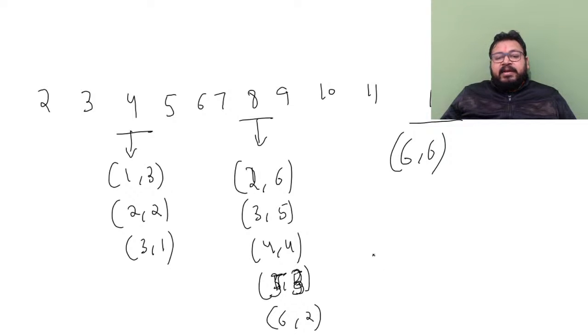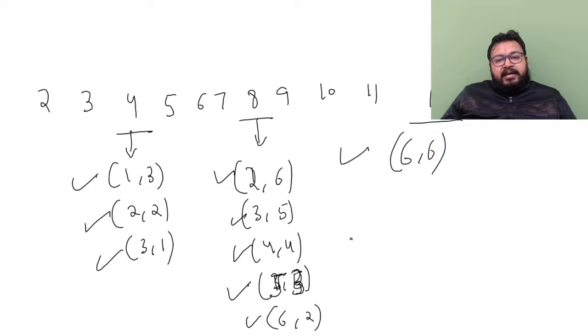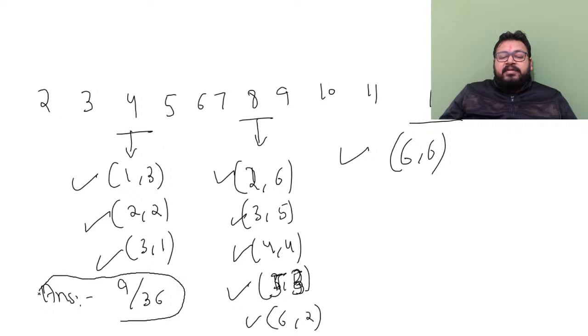So how many favorable cases are there? 1 2 3 4 5 6 7 8 9. Favorable cases are 9, while when the two dice are thrown, the total number of cases is 36. So 9 by 36 is your answer. 9 is the favorable, divided by total 36. So the answer is 9 by 36.